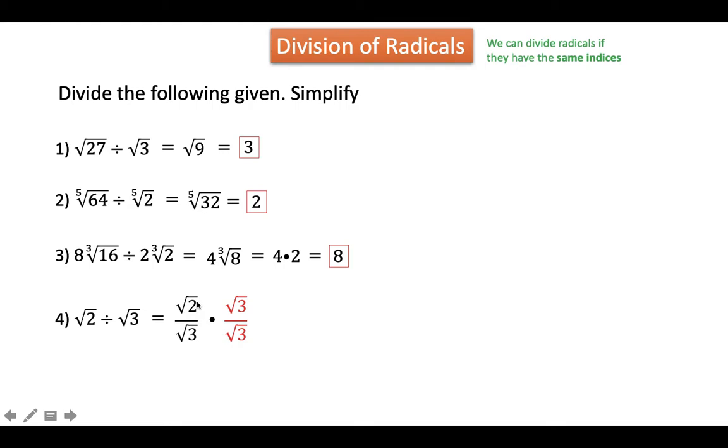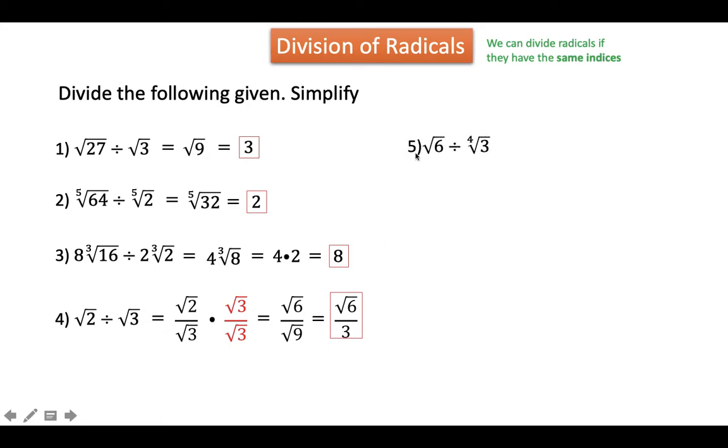So if we're going to multiply them, square root of 2 times square root of 3, this gives us square root of 6. Then square root of 3 times square root of 3, that is square root of 9. And finally, square root of 9 can be simplified into 3. The radical is now removed, and it is now considered simplified. So our answer is square root of 6 over 3.